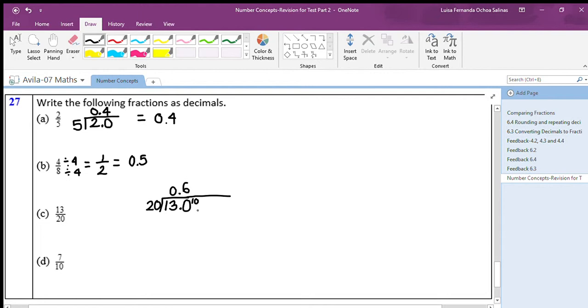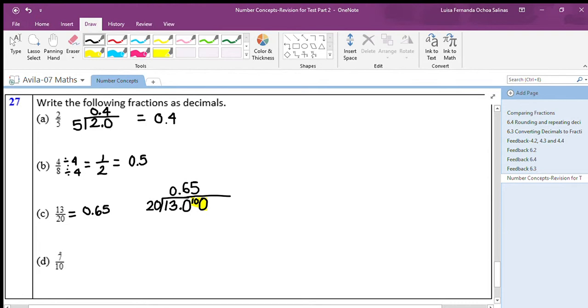Now, this is a tricky bit, and what I want you to remember is that because I already have put down my decimal point, I always add a 0 every time that I have a remainder. So how many times does 20 go into 100? I'm looking at this full number here. It goes 5 times. Exactly 5 times, so I don't have any more remainder. Therefore, 13 over 20 is the same as 0.65 or 65 hundredths.